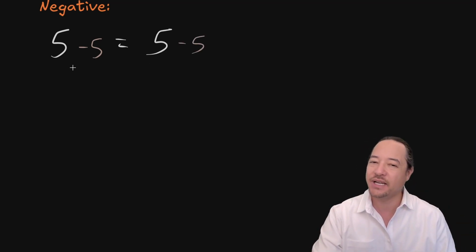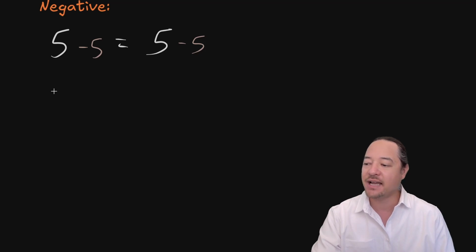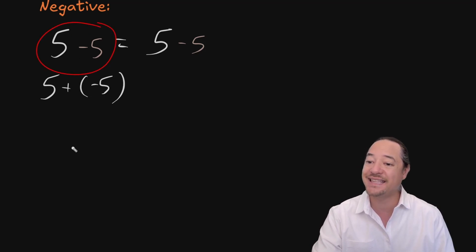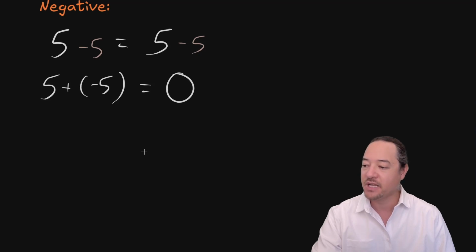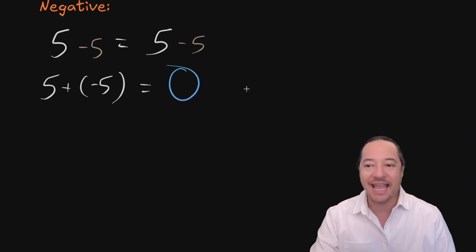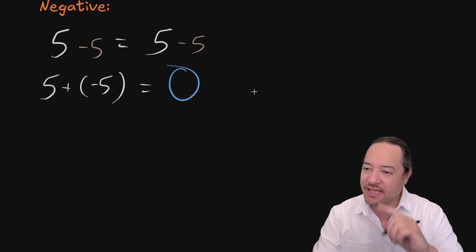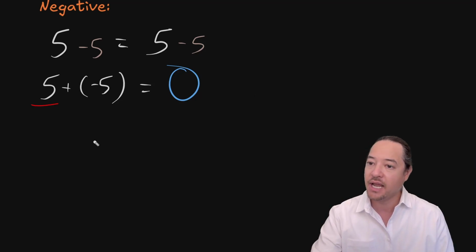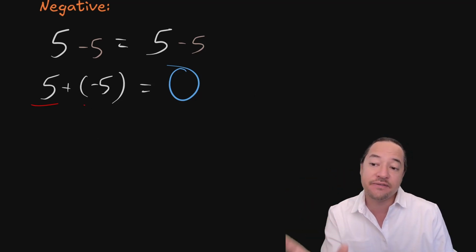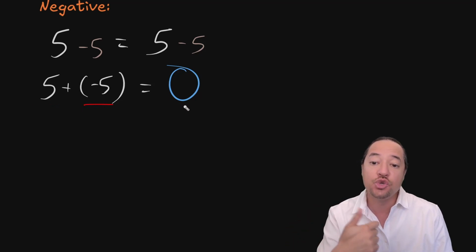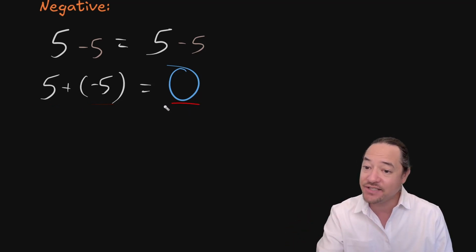There are a few different ways you could write this, but I'm going to write this as 5 plus negative 5 on the left-hand side. That's the same as 5 minus 5. And then on the right-hand side, I'm going to say that's equal to 0, the additive identity. So what this is telling us is that if you have some number and you add the negative version of it to that number, you will get 0. You will get the additive identity.